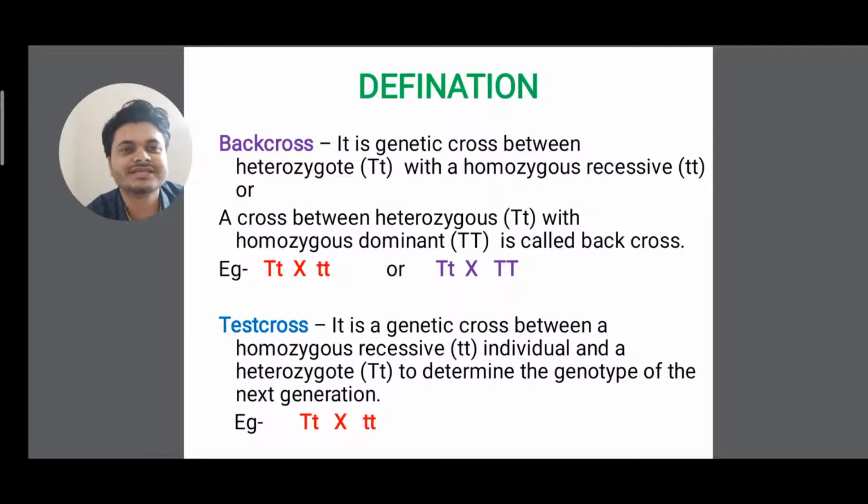So for test cross, you can see a genetic cross between a homozygous recessive individual and a heterozygous one to determine the genotype of the next generation. So capital T small t crosses with small t.